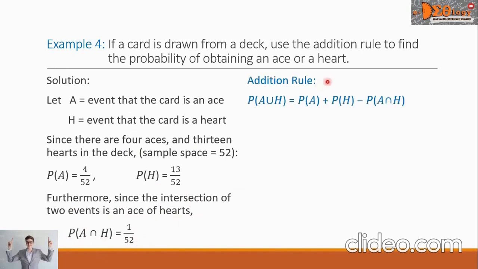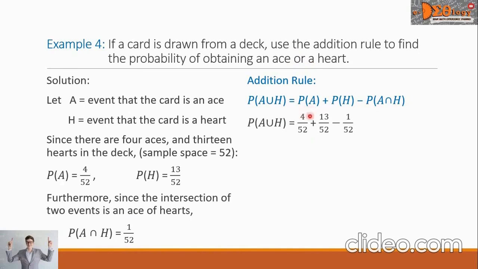Then, for the addition rule, we write here P of A union H. Take note, we see here the word "or" that denotes union. And this is equal to the addition rule. That is equal to P of A plus P of H minus P of the intersection of A and H. So we do the substitution.